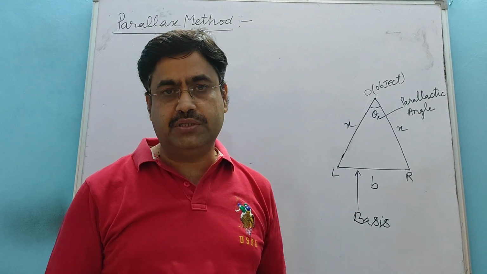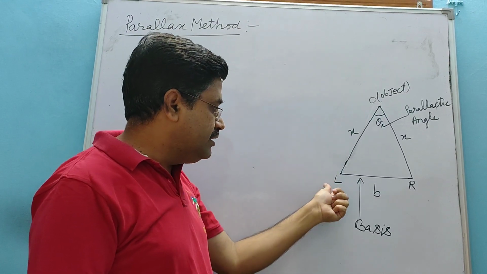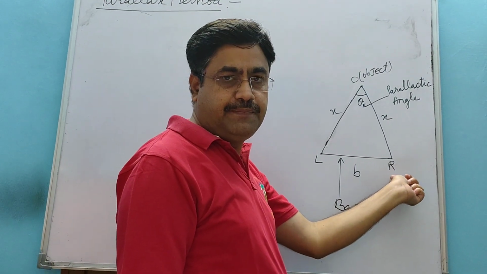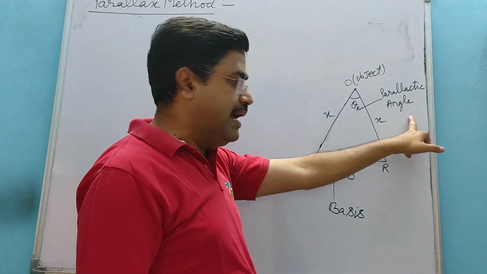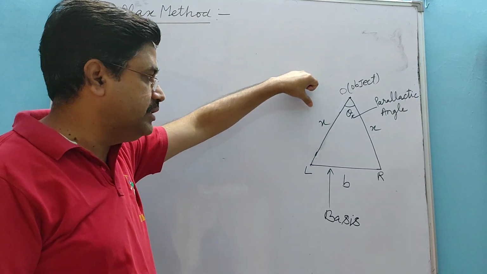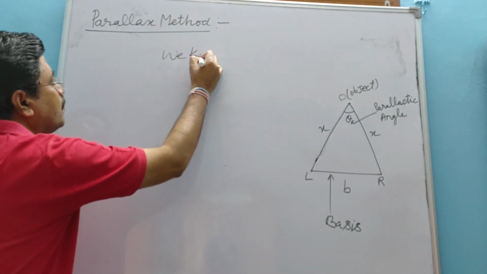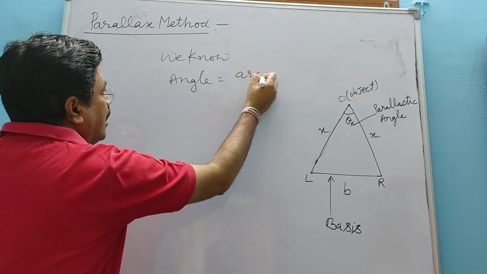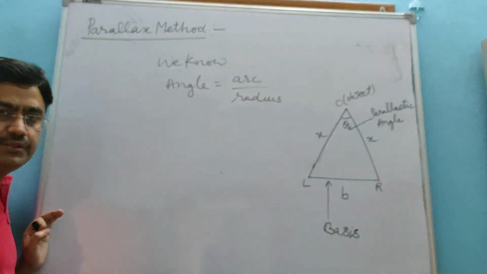two different positions. For example, here O is the object and this is our left eye. Now this is our right position. This is the angle theta which we can measure, and that is called the parallactic angle. We have to find this distance OL, and suppose it is x. We know angle equals arc upon radius. That is the point.